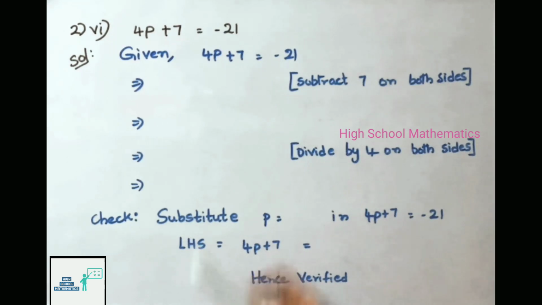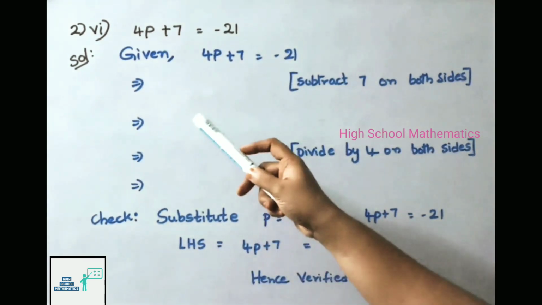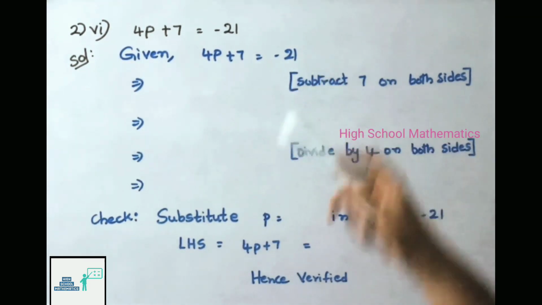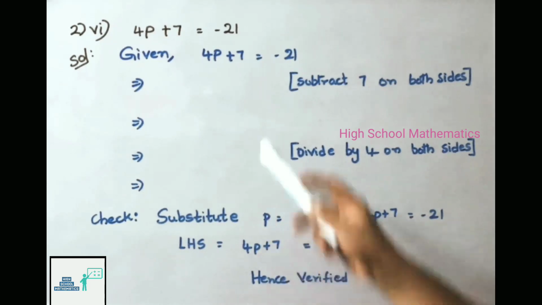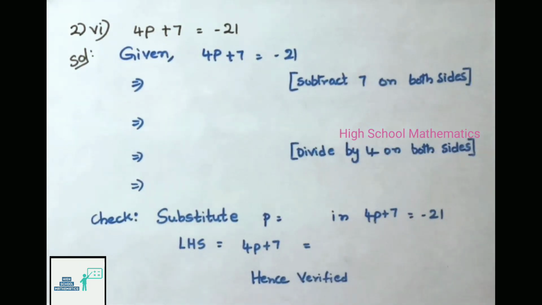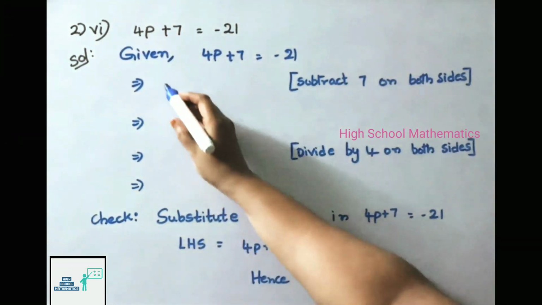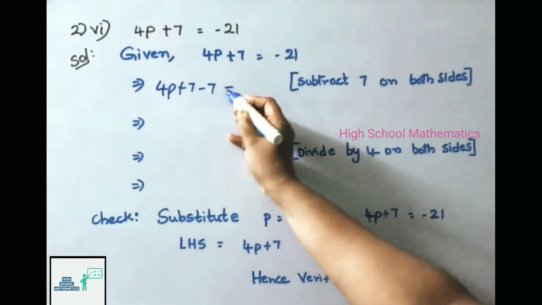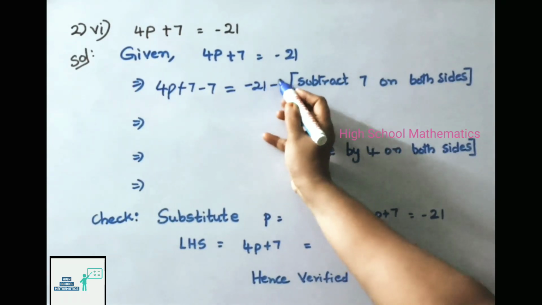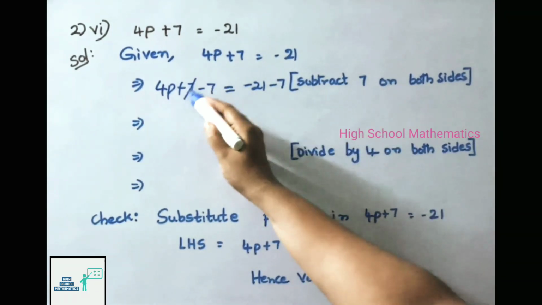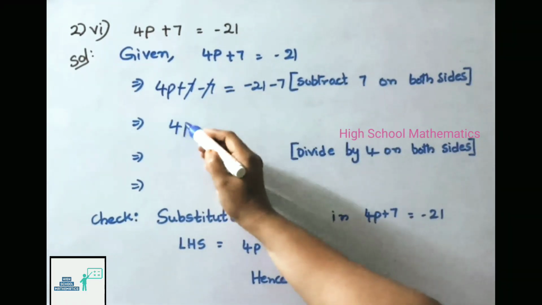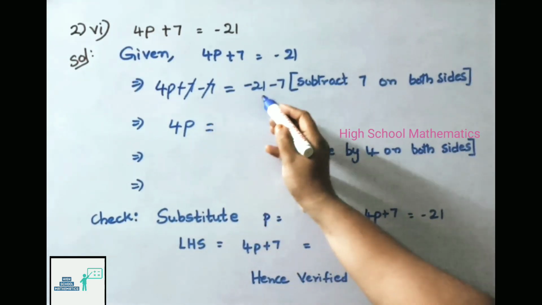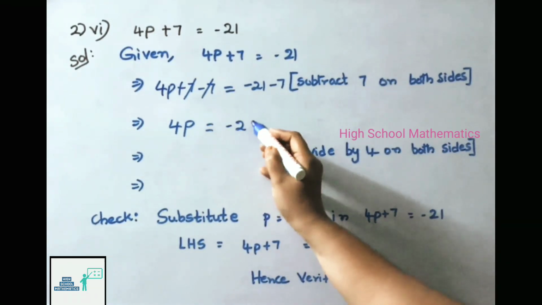See now sixth sum. 4p plus 7, that equals minus 21. Let us see the solution. Given equation is 4p plus 7, that equals minus 21. To remove this plus 7, we are going to subtract 7 on both sides. So write down 4p plus 7 minus 7, that equals minus 21 minus 7. Plus 7 minus 7 cancelled, write down 4p equals minus 21 minus 7, that is minus 28.